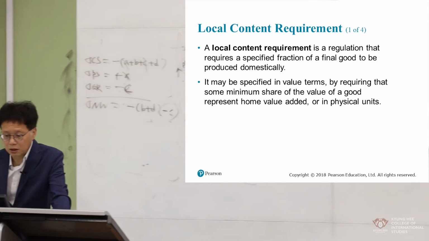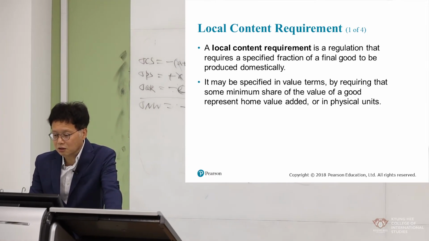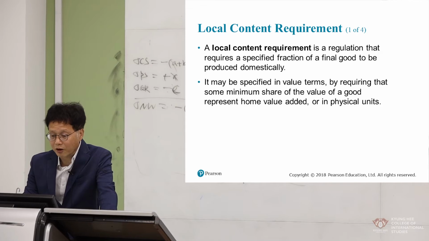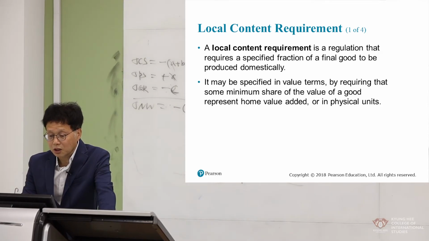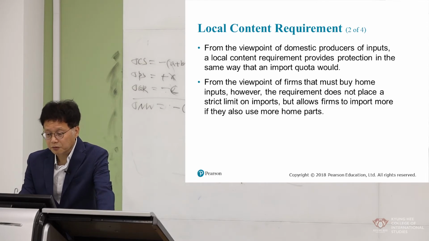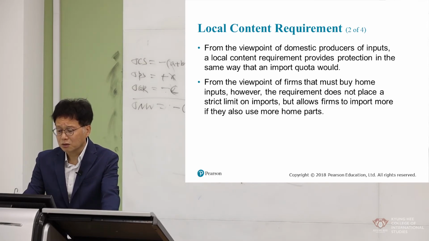So now read this slide again. A local content requirement is a regulation that requires a specified fraction of a final good to be produced domestically. For example, the use of Korean tobacco leaf. It may be specified in value terms by requiring that some minimum share of the value of a good represent home value added, or in physical units. From the viewpoint of domestic producers of inputs, for example tobacco leaf farmers, a local content requirement provides protection in the same way that an import quota would. That is a protectionist measure, simply talking.